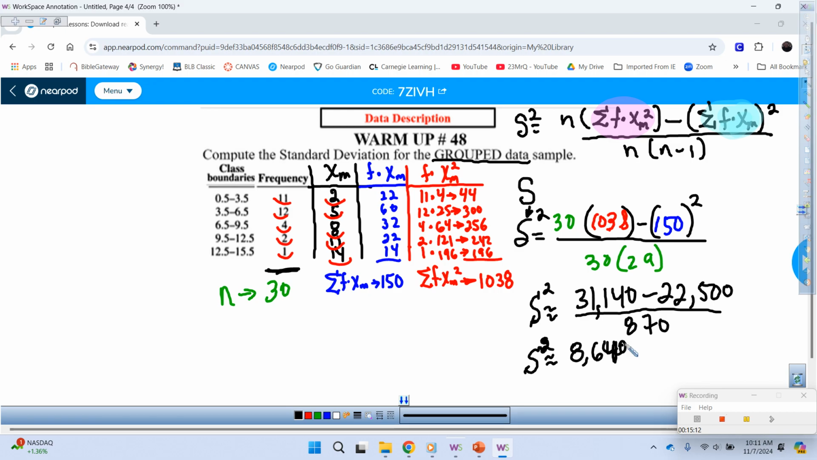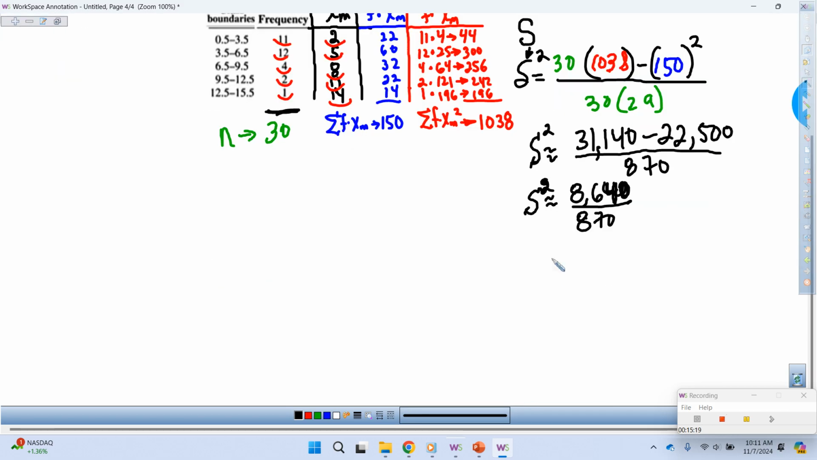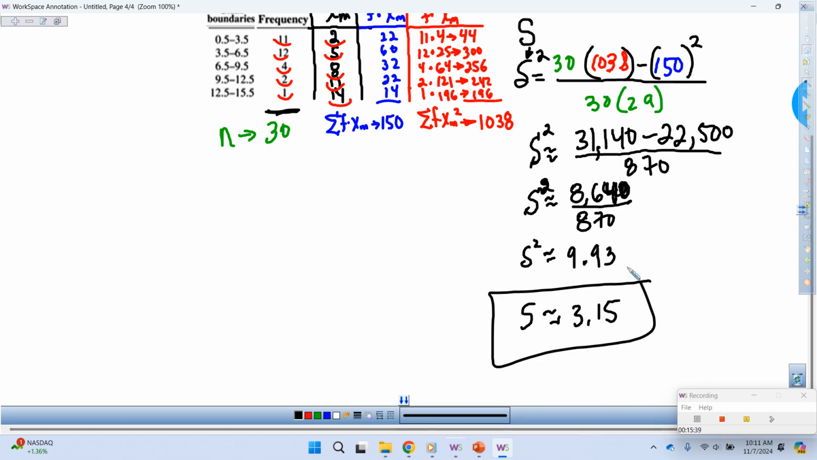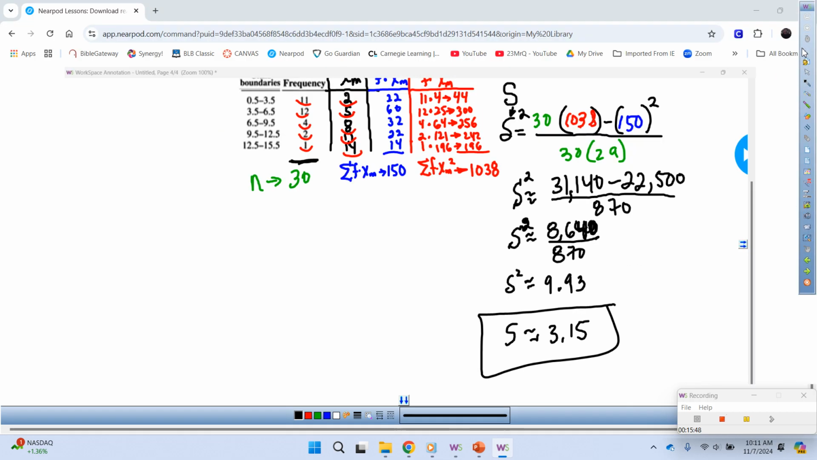8,640 divided by 870. The variance is what? 9.93. So my standard deviation, you need to take the square root of that, and that gives me 3.15. Woo! Come on, people. Let's go. All right? Yes? All right, send that in, please.